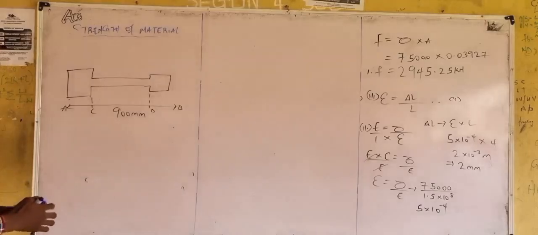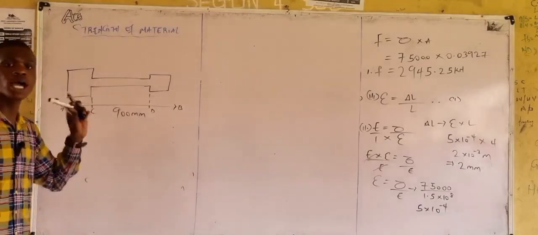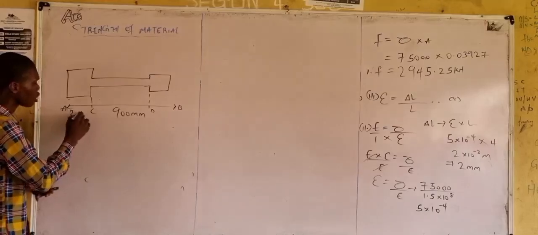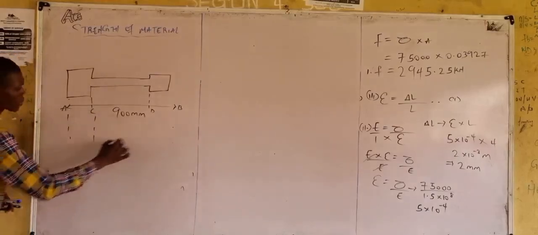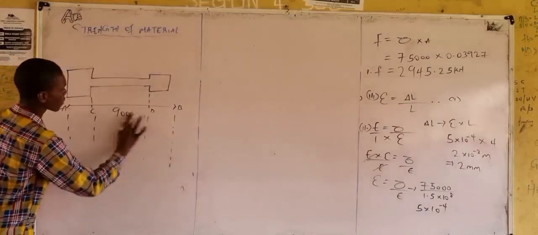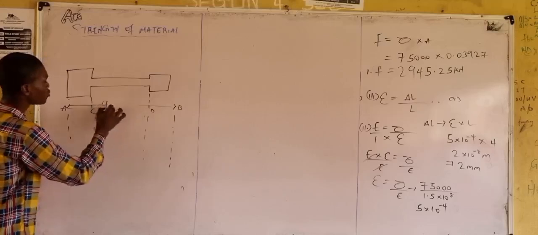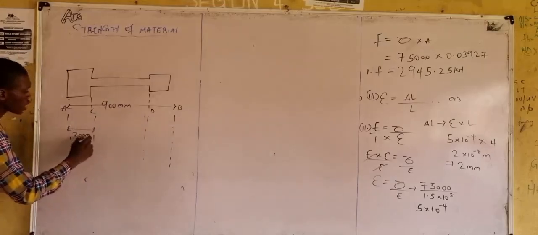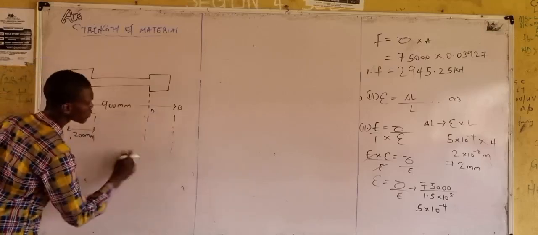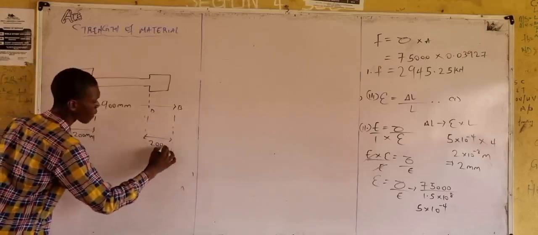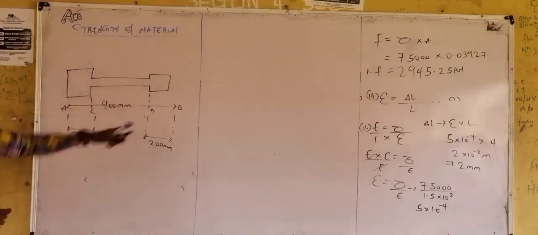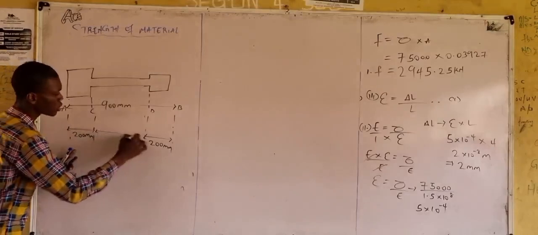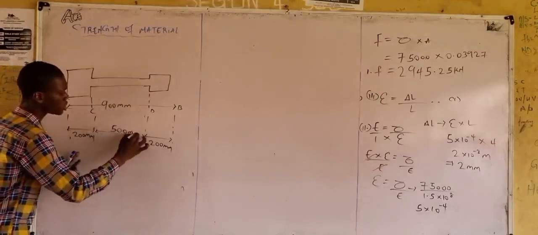A steel rod of 900 mm, right? Its two ends are 200 mm in length. From A to C is 200 mm. The total length is 900 mm. From D to B is 200 mm. Then C to D is 500 mm. The addition of the two ends subtracted from the total will give us 500 mm. This is 500 mm, right?